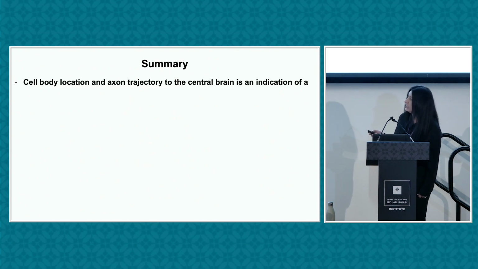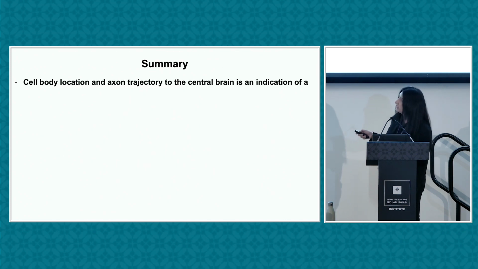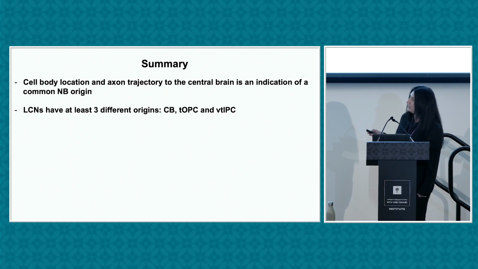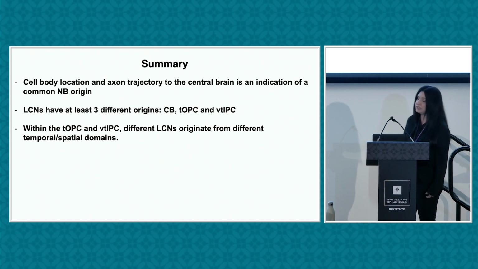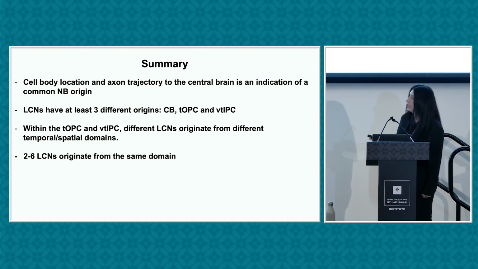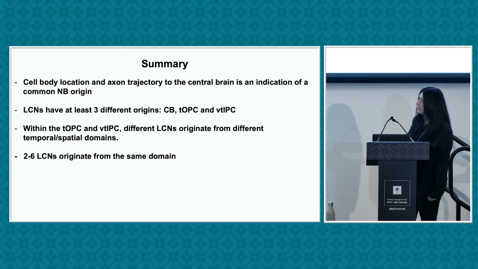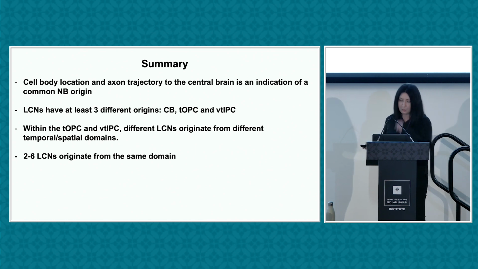And so in summary, we saw that cell body location and axon trajectory to the central brain are an indication of a common origin, and that LCNs have at least 3 different origins: they come from the central brain, the tips of the OPC, and the ventral tip of the IPC. We also saw that within the VTOPC and the ventral tip of the IPC, these different LCNs originate from different temporal and spatial domains, and that at least 2 to 6 LCNs originate from the same domain.